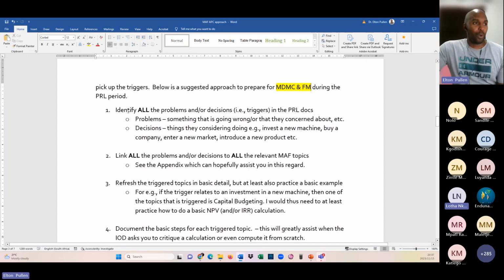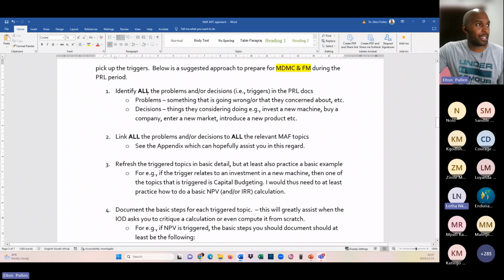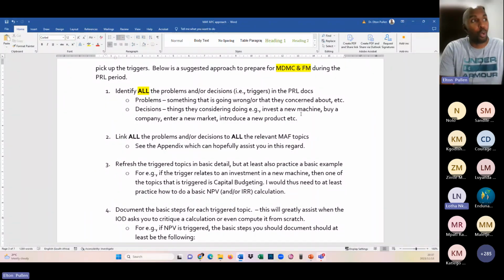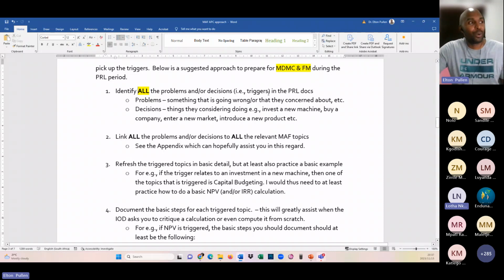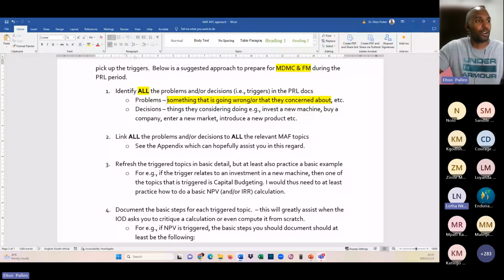Okay, so step one is you've got to identify all the problems and decisions in the pre-release documents, from email 1 to email whatever, right? You've got to identify all the problems and decisions. Maybe I'm going too elementary, but I even try to break down what a problem is. A problem is something that is going wrong or that management is currently concerned about. So anything like that is possibly a problem, okay? Something that's going wrong. And what's a decision? Probably things they're considering doing. I'm just listing some examples: investing in a machine, buying a company, entering a new market, introducing a new product. Those are all decisions. Just examples, to distinguish a problem from a decision.